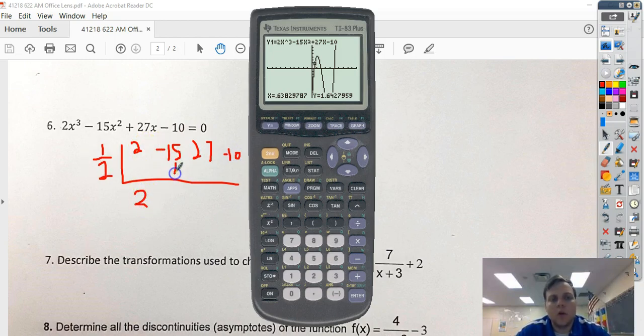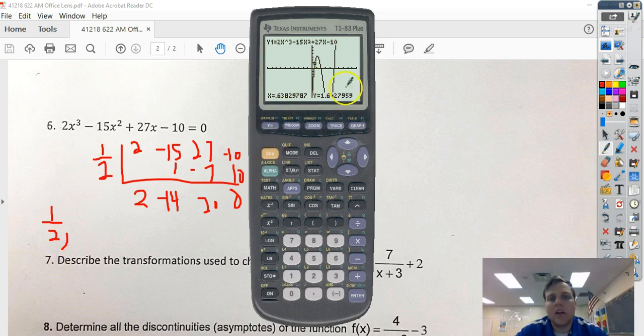1/2 times 2 is 1. -15 plus 1 is -14. 1/2 times -14 is -7. 27 plus -7 is 20. 1/2 times 20 is 10. And I got 0. Sweet! So then I know that 1/2 is one of my zeros.